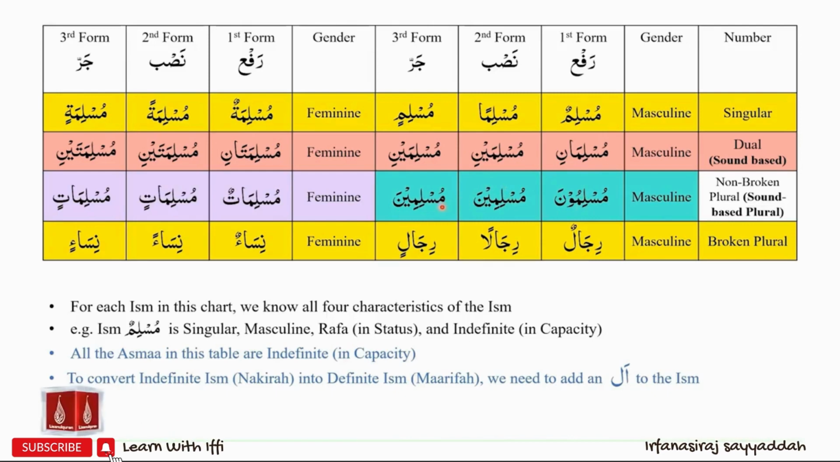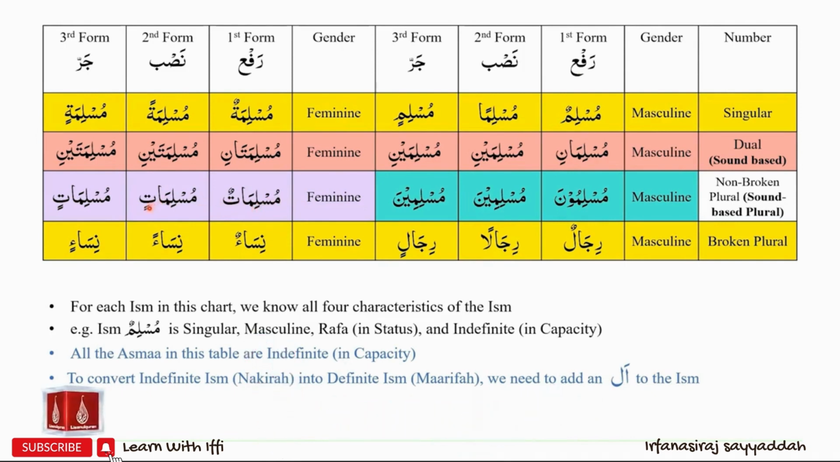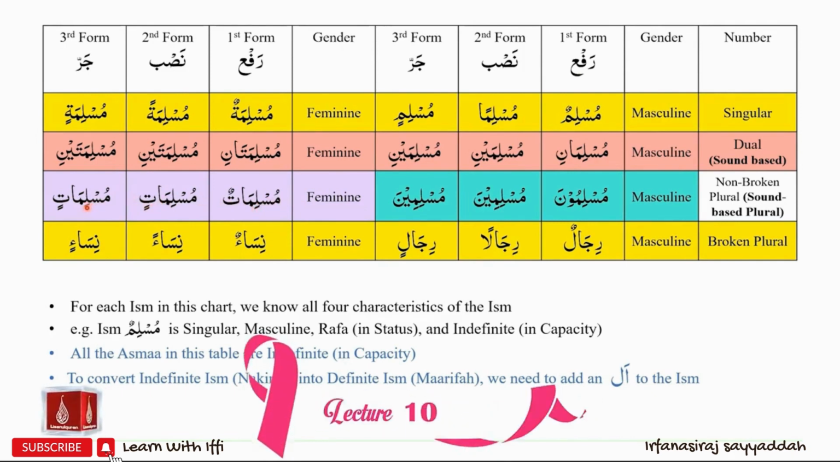An ina ending sound. Una corresponds to Rafa. Ina ending sound corresponds to Nasab or Jarr. For feminine non-broken plural, we will again focus on the ending sound of atun and atin. So we have muslimatun, muslimatin, muslimatin.